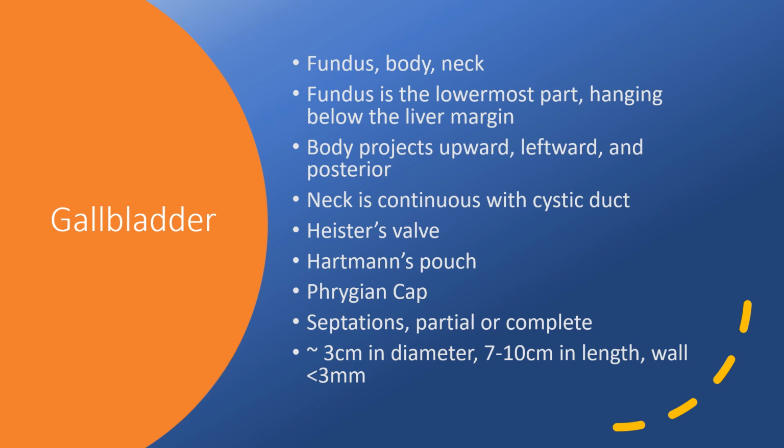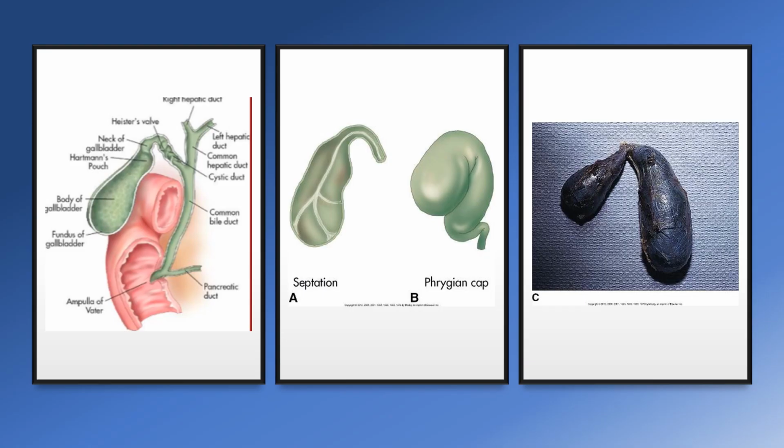Typically it's going to be about 3 centimeters in diameter, 7 to 10 centimeters in length, and the wall thickness should be less than 3 millimeters. You'll recall we're going to measure the wall thickness in transverse. So here we go, putting it all together, right? We've got that gallbladder, fundus, body, neck. Okay, this one is our variation with the Hartmann's pouch. You can see that little outpouching right at the neck.